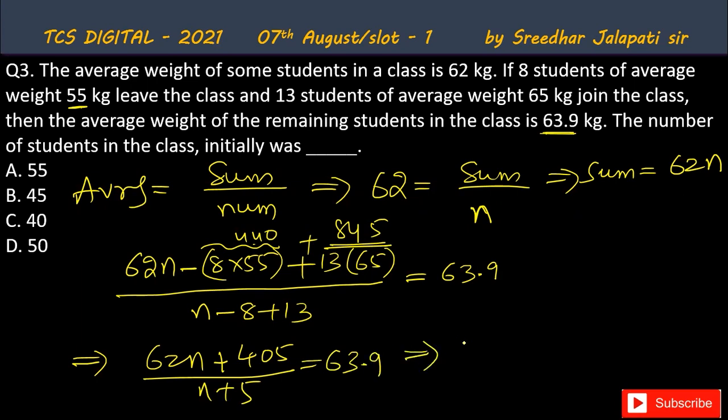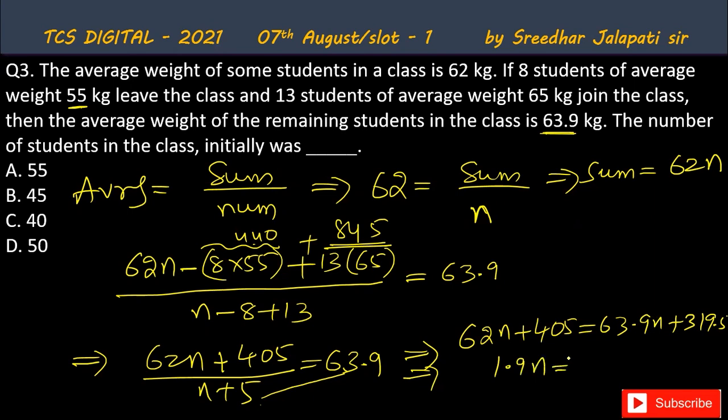If I simplify this further on cross multiplication, 62n plus 405 is equal to 63.9n plus 63.9 into 5, which is 319.5. So on bringing all n terms to one side and constants to the other side, we get 1.9n is equal to 85.5. On further simplification, n is equal to 85.5 by 1.9. If you simplify, you will get 45.